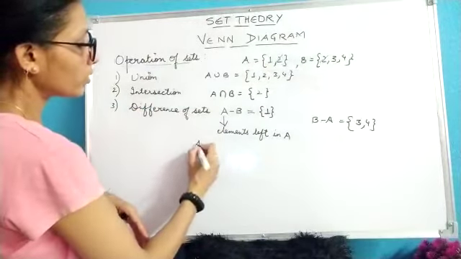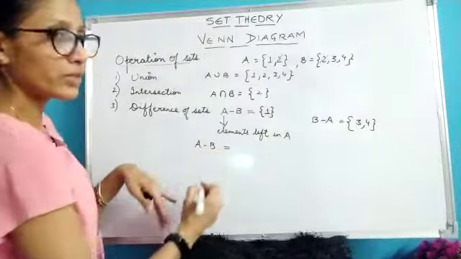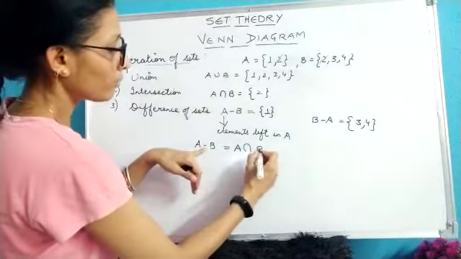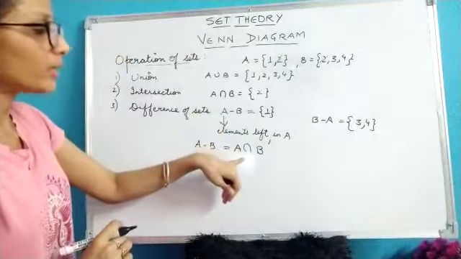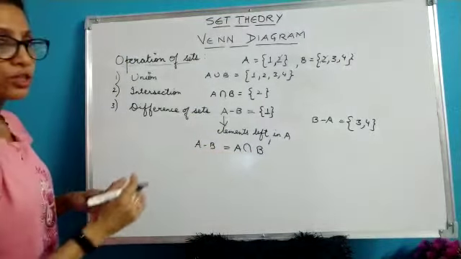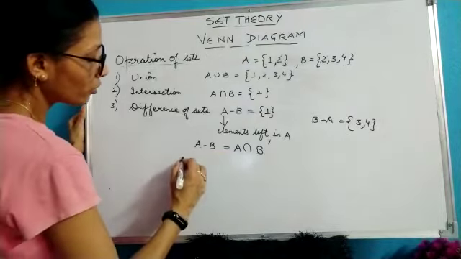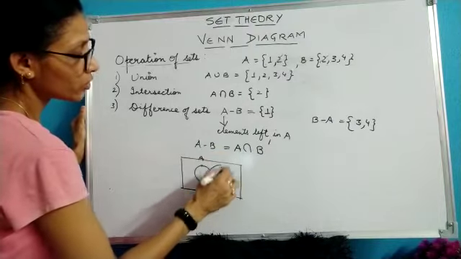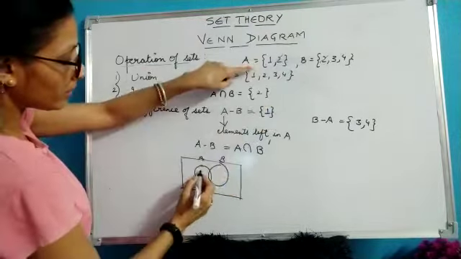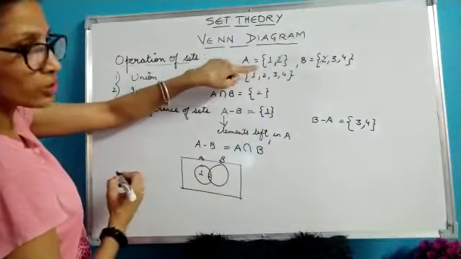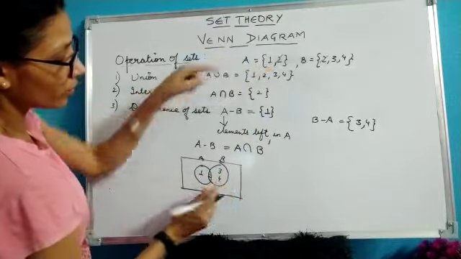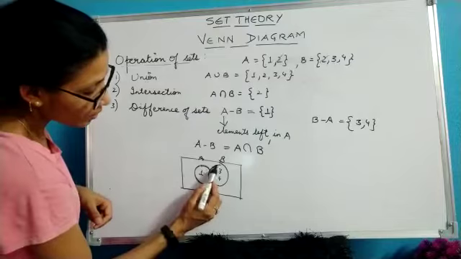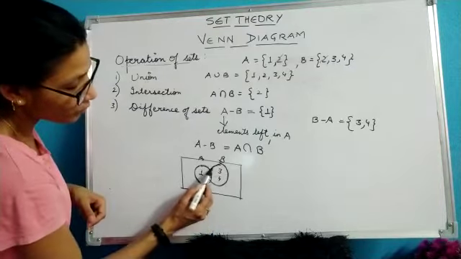Yes, one more thing children, A minus B can always be written as A intersection B complement. Now how I have written this, I will show you with the help of a Venn diagram. Children, now you look here. Say this is your set A, this is your set B. I am writing the elements. Here it is 1, this is 2 which is common, then it is 3 and 4. So this is the set A which contains 1, 2. This is the set B which contains elements 2, 3, 4.